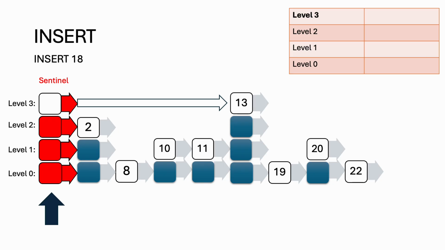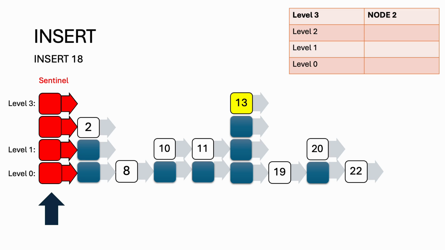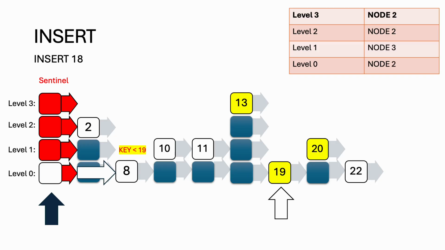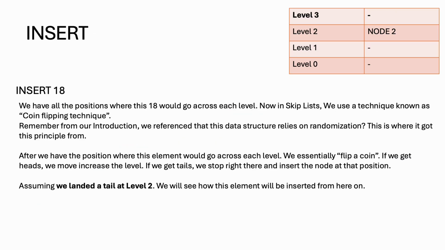Checking again, the key is greater, so we move forward. And again, we compare, move forward, and then we drop down, finding where 18 would go across each level.